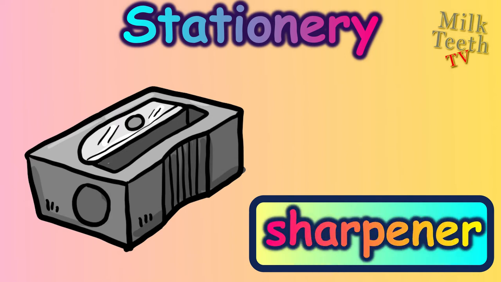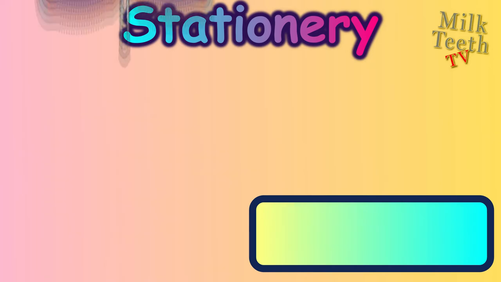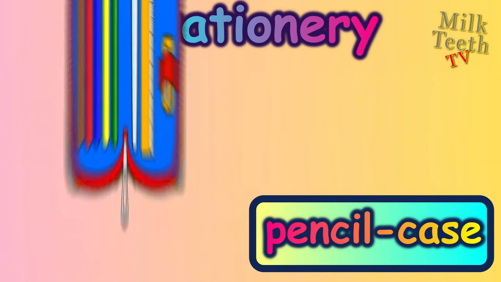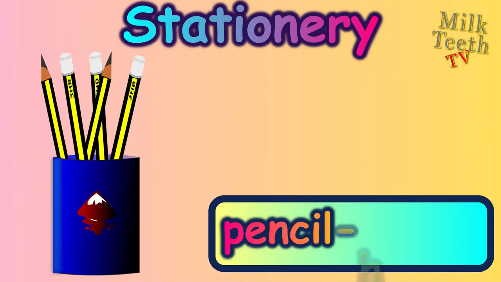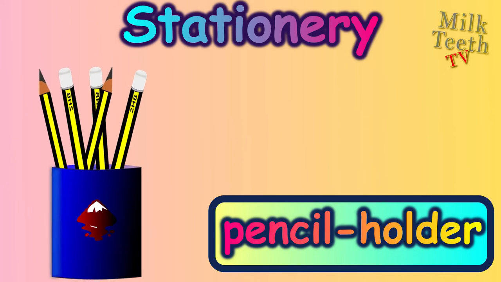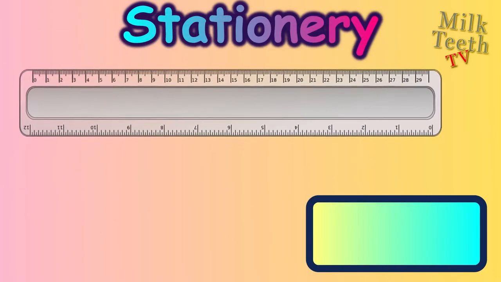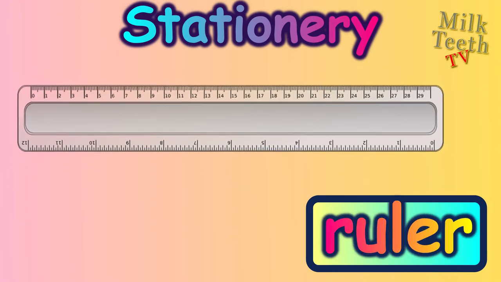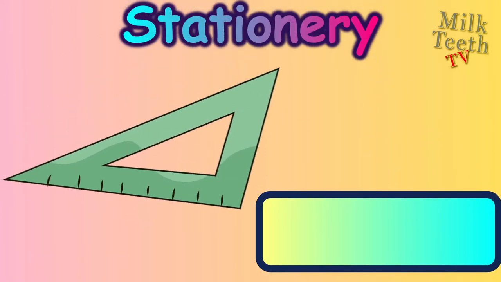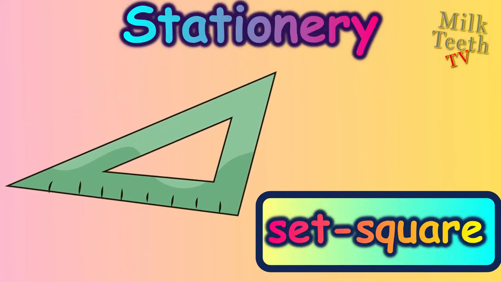This is a sharpener, used to sharpen pencils. This is a pencil case, used to keep our pens and pencils safe. This is a pencil holder, used to hold the pens and pencils. This is a ruler, used to measure and draw lines. This is a set square.